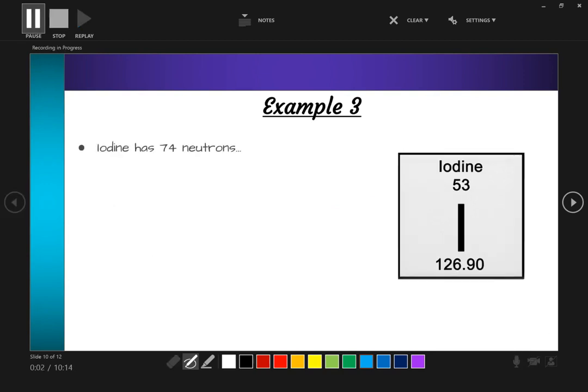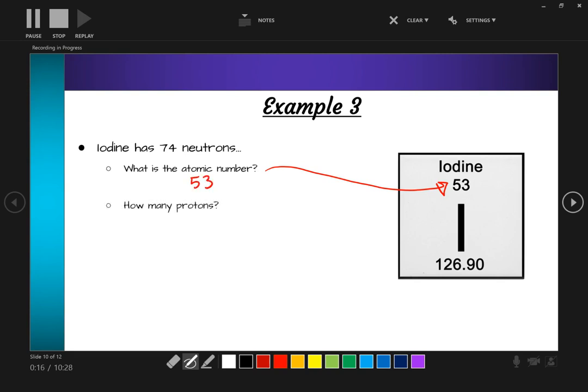Let's do a couple examples going the other way. So iodine has 74 neutrons. What is the atomic number? Again, remember that your atomic number is on the periodic table above the symbol. So your atomic number here is 53. How many protons? Remember that your protons are always equal to your atomic number. So it is also 53.